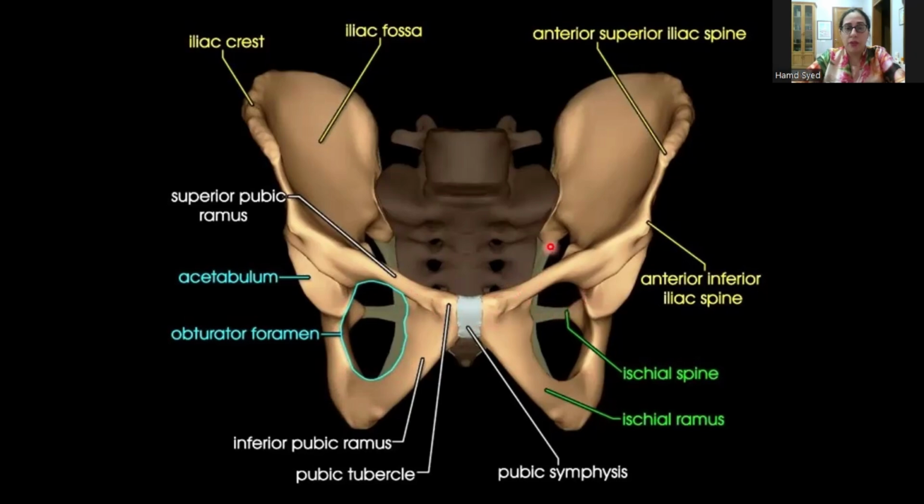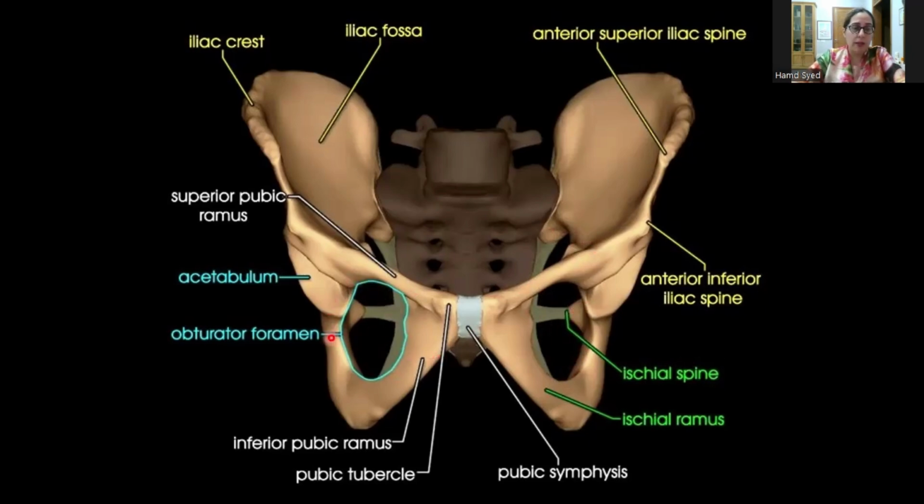The first is the sacrotuberous ligament, which passes from the sacrum to the ischial tuberosity, and the second is the sacrospinous ligament, which passes from the sacrum to the ischial spine. Now, these two ligaments convert the greater and lesser sciatic notches into foramina. Foramina is the plural of foramen. Foramen literally means an opening.